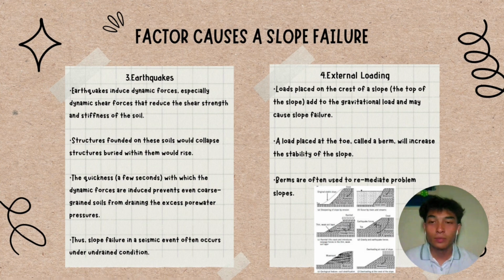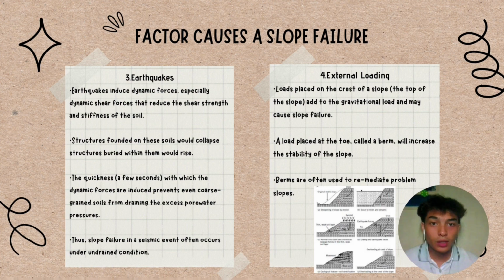Thirdly is earthquakes. Earthquakes induce dynamic forces, especially dynamic shear forces that reduce the shear strength and stiffness of the soil. Structures founded on these soils would collapse, structures buried within them would rise. The quickness with which the dynamic forces are induced prevents even coarse-grained soils from draining the excess pore water pressure. Thus, slope failure in a seismic event often occurs under undrained condition.